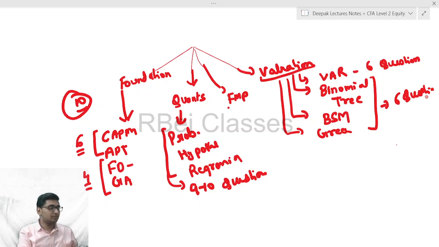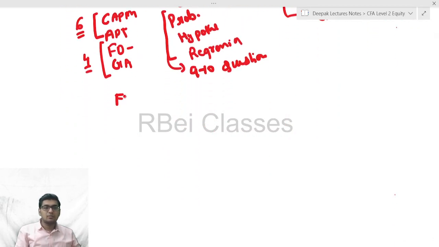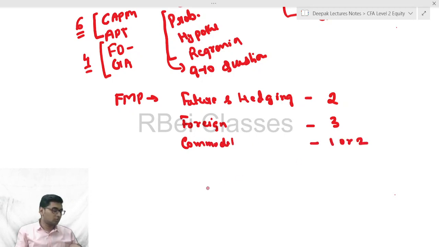So in FMP, which chapters are very important? Clear? I am just discussing only the important areas over here. I am writing it over here for the FMP. It starts with futures and hedging. Futures and hedging, you can expect 2 questions from this area. Foreign exchange, minimum 2 questions, maximum you can even expect 3 questions from this area as well. Commodity, one or two. Then trading strategies, write down.